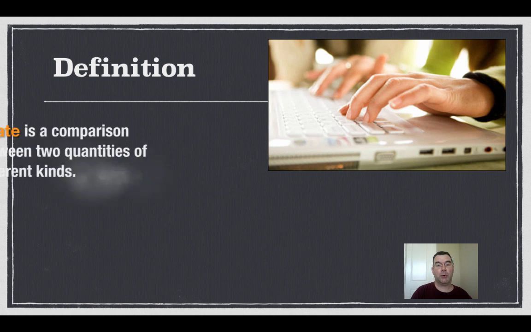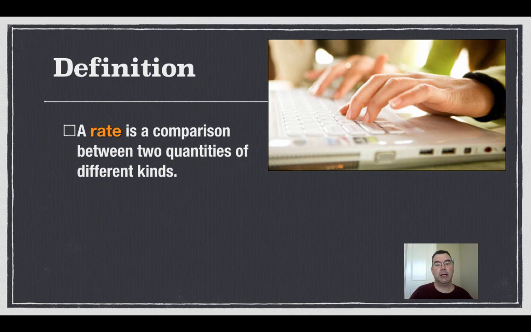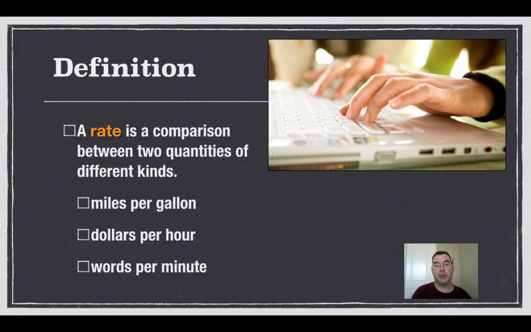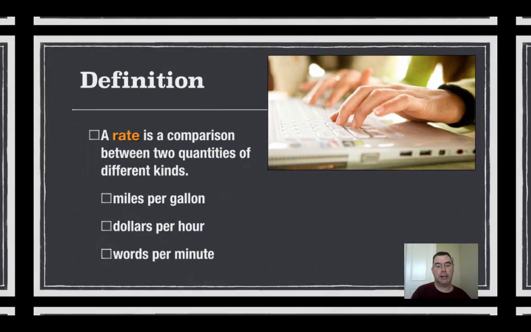The definition of what a rate is, we've gone over that before in this course. It's just a comparison, any comparison between two quantities of different kinds. So it could be something like miles per gallon, dollars per hour, words per minute, something like that. Any time you're comparing any two quantities.